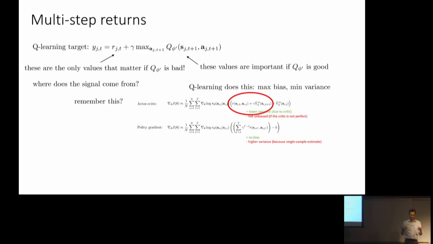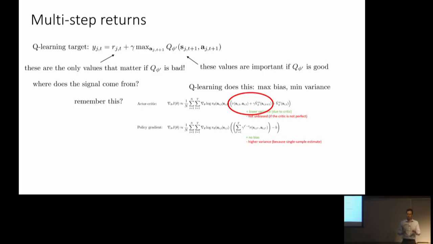So Q-learning basically does the fully bootstrapped version. And as we discussed for actor-critic, this gives you the maximum bias, but the minimum variance. Maximum bias, because if your value function or Q function is incorrect, you have incorrect estimates, but the minimum variance, because all these summed rewards are single sample estimates, whereas the value function or Q function is an estimate of the full expectation. So that's what Q-learning is doing. It's the max bias, minimum variance.